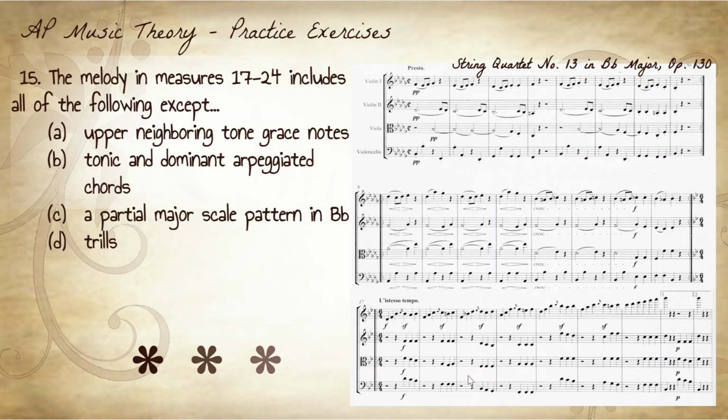Question 15. The melody in measures 17 to 24 includes all of the following except A, upper neighbor tone grace notes, B, tonic and dominant arpeggiated chords, C, a partial major scale pattern in B flat, or D, trills.